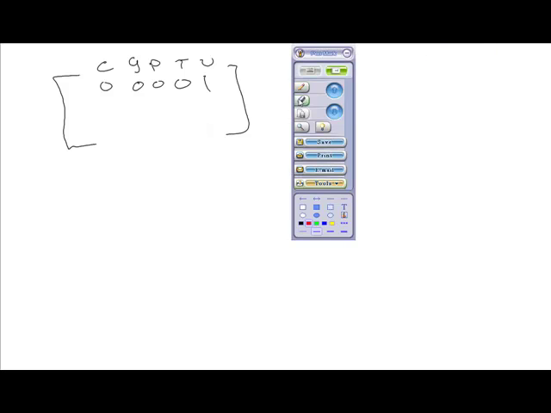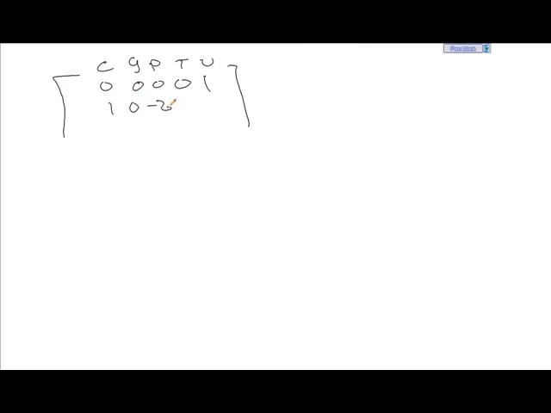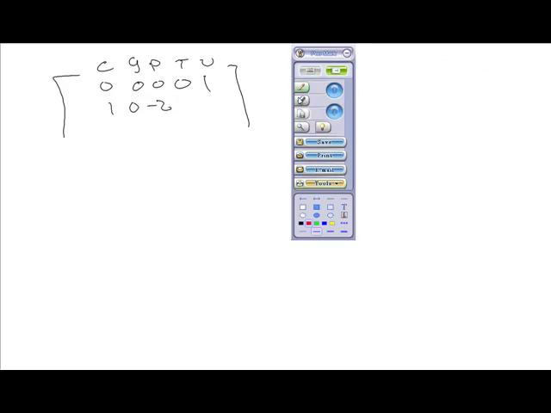Well, that's going to look like this. The first one, we notice all the coefficients are 0 except for C, G, P, T, and U, except the U coefficient. I'm going to give myself plenty of room to write here. And then I'll have 1, 0, negative 2. Oh, excuse me. I think I started on a different equation. Let me start over here.